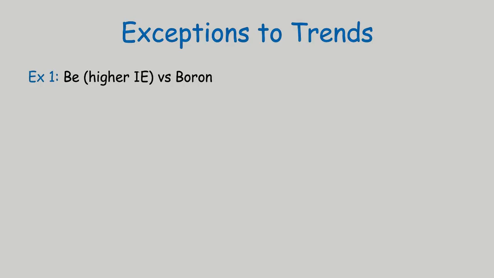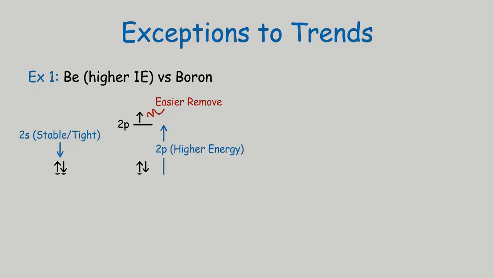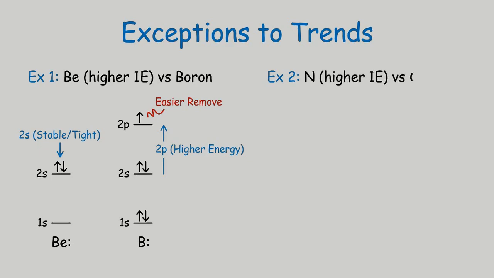Nitrogen has a higher ionization energy than oxygen. That's because nitrogen has a half-filled 2p subshell, which is relatively stable. Oxygen has one paired electron in a 2p orbital, and that pairing causes repulsion, making it easier to remove.